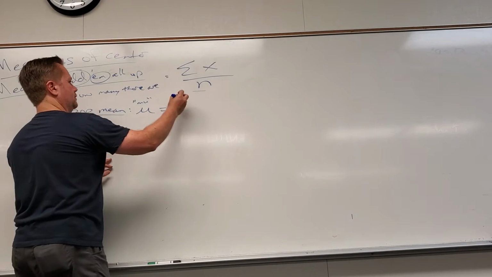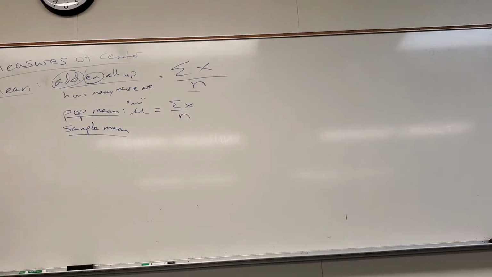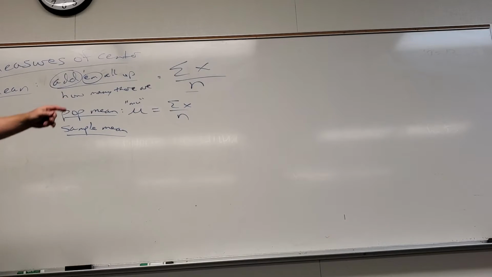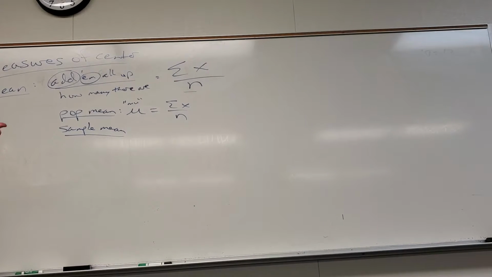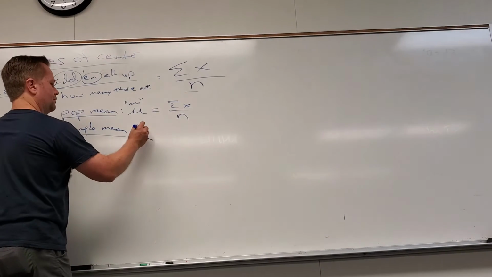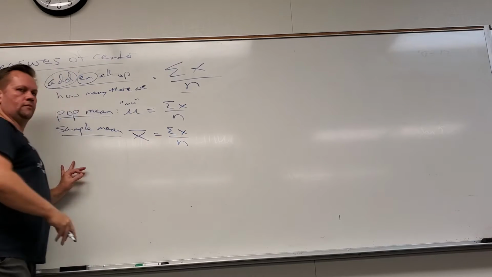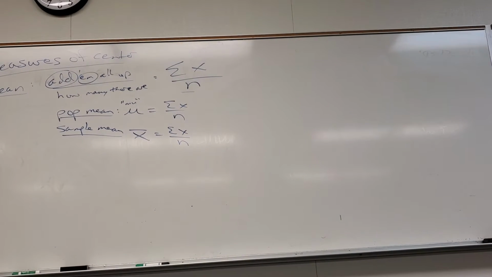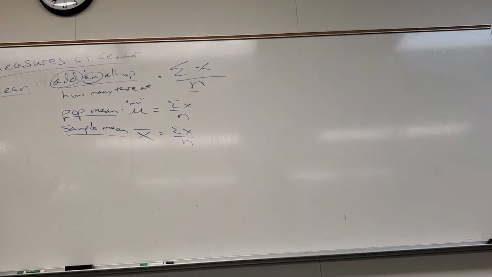So mu is this. Now the book has a big N. N always means the number of things. In this case, it would be the number in my population, because a little mu means I'm talking about a population. Sample, we're going to use our letters. X bar is the sample mean. So they both have the same equation, of course, because they're both means. I use two different symbols just to tell me what kind of group I'm talking about. So which one would be a parameter?